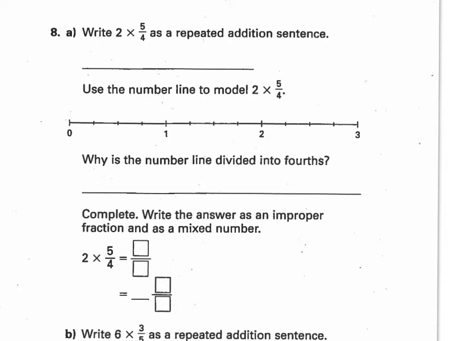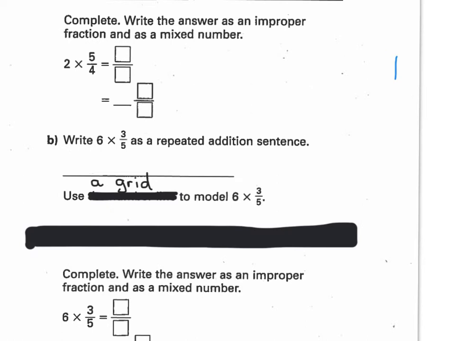Now it is your turn to practice. You're going to do 2 questions, one with a number line and one with a grid. First, you're going to write 2 times 5/4 as a repeated addition sentence. Then you're going to use your number line to model that. You're going to draw 2 arrows that are 5/4 long. Then you're going to complete the answer here.